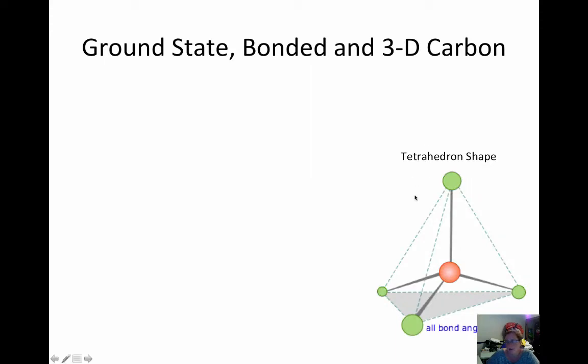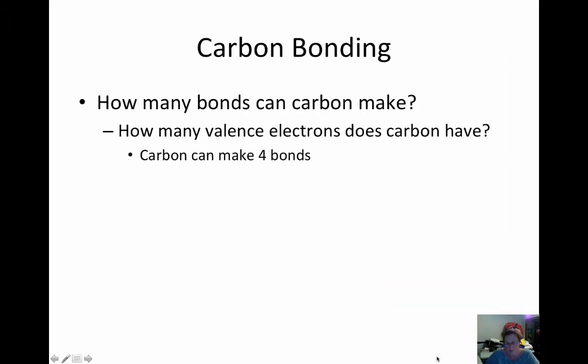And here's the tetrahedral shape that carbon forms since it has 4 locations that it can form bonds at. So all of the angles in the tetrahedral shape that carbon forms would be at 109.5 degrees, which is special for carbon. So how many bonds can carbon make? Since we know that carbon has 4 valence electrons, it can make 4 bonds.